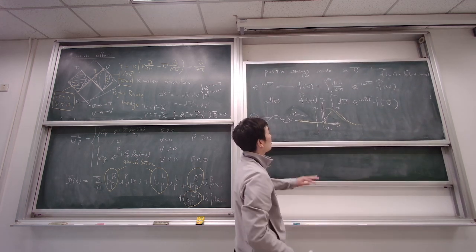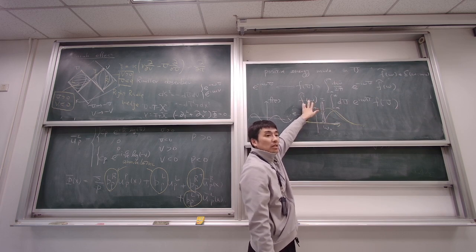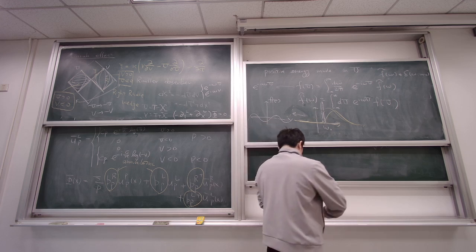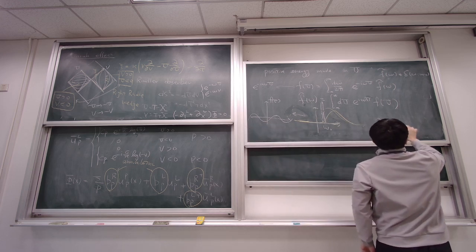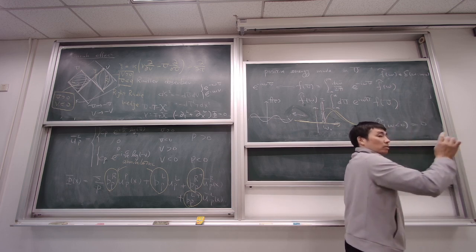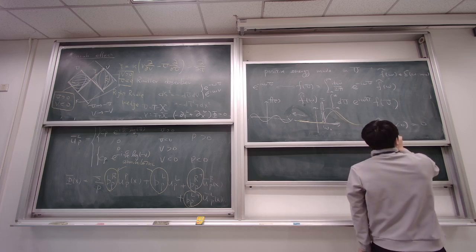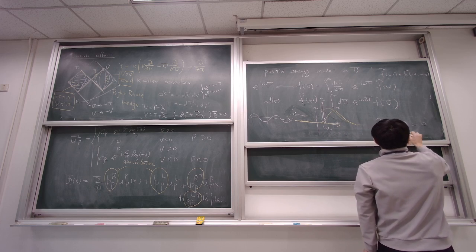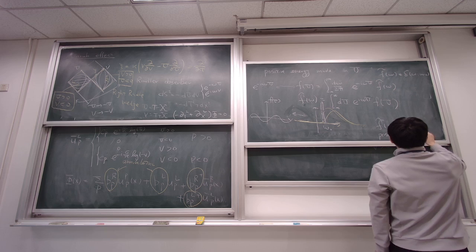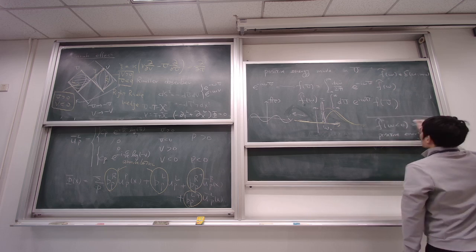Okay, so to have the positive energy mode, we need f tilde of omega for negative omega to have zero amplitude. This is essentially the necessary condition. A positive energy mode has to be like this.